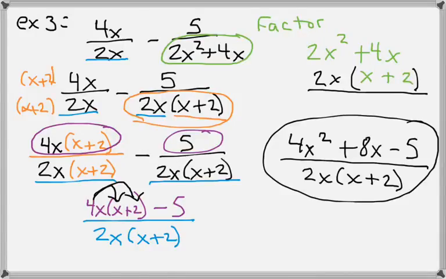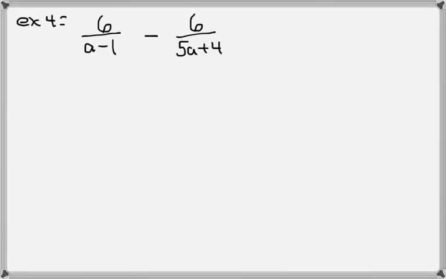Let's look at another example like that. So here if we look at this one, we have 6 over a minus 1 minus 6 over 5a plus 4. If we look for a common denominator, in the first guy I have an a minus 1. In the second guy I don't have an a minus 1. I have a 5a plus 4. Can I factor a 5a plus 4? No, that's not good. I can't factor that out. So I'm going to use both of these denominators as my common denominator.